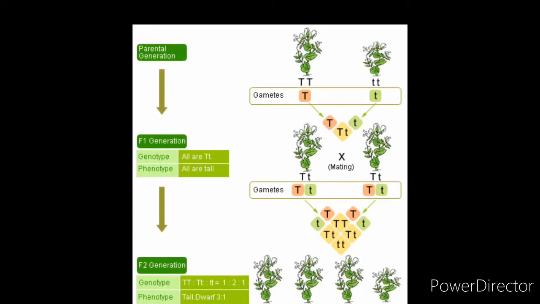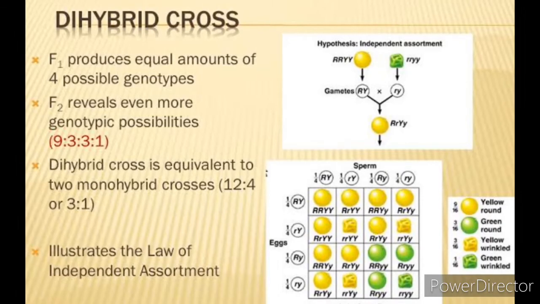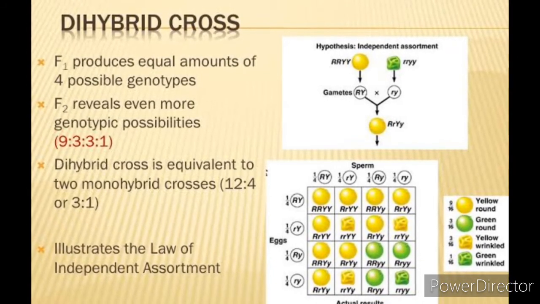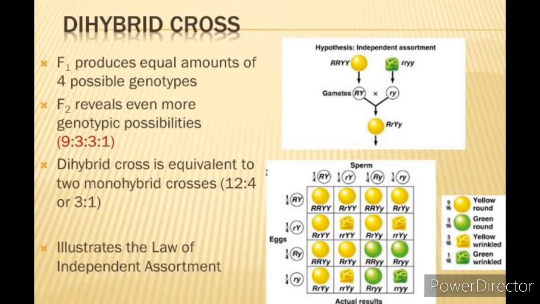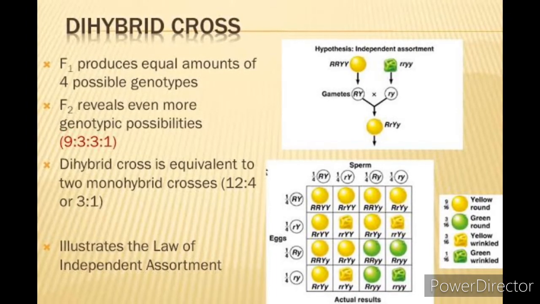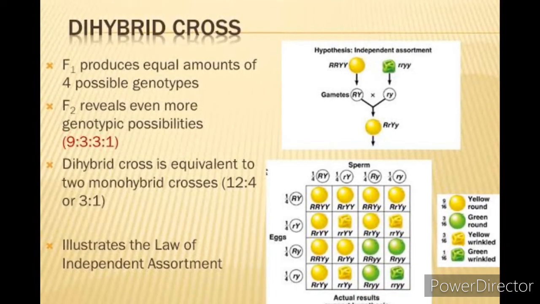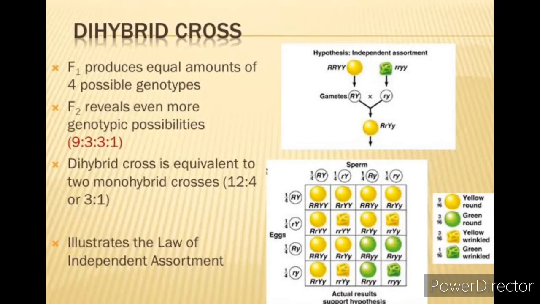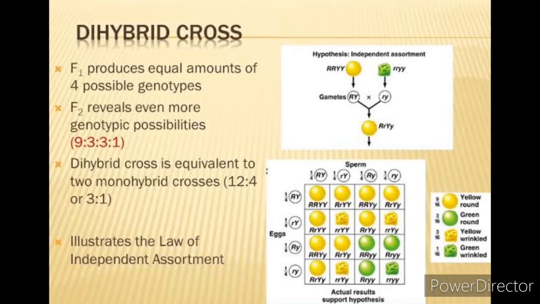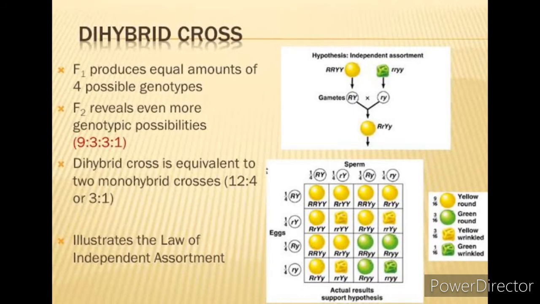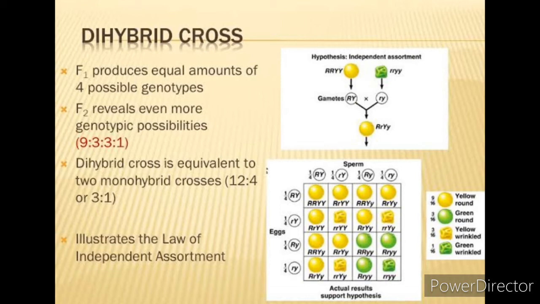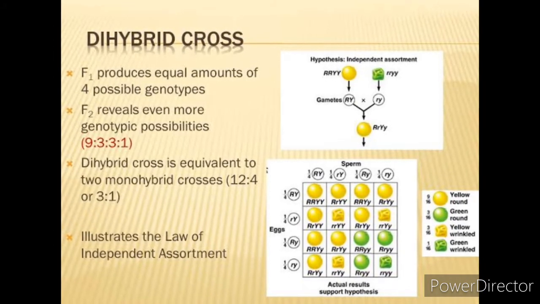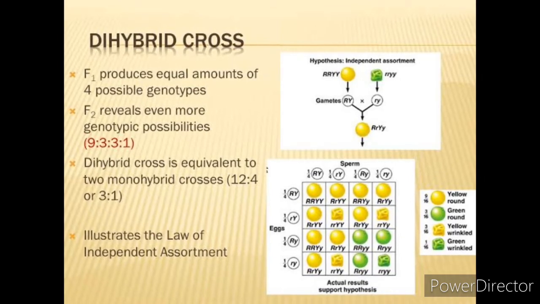Let us move on to the next topic, dihybrid cross. Inheritance of two pairs of contrasting characteristics at the same time. So Mendel chose the shape and color of seeds for this dihybrid cross, that is round yellow seeds and wrinkled green seeds. Here round yellow is the dominant character, wrinkled green the recessive character.